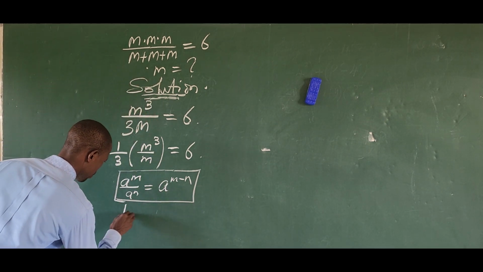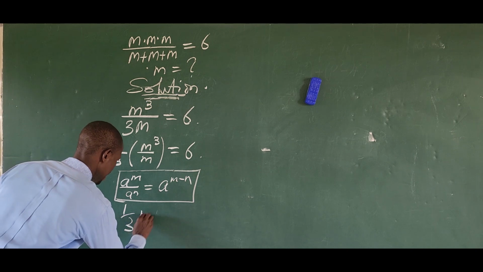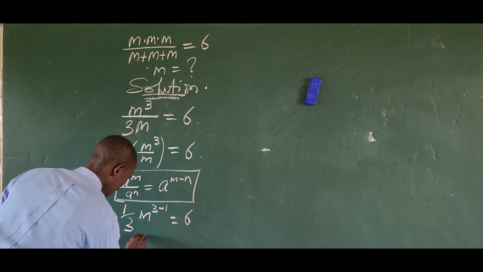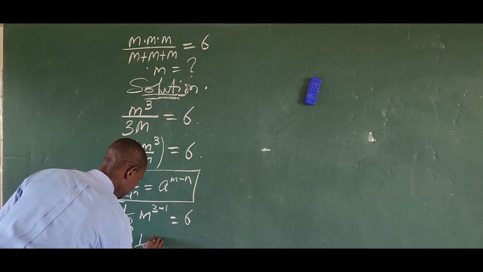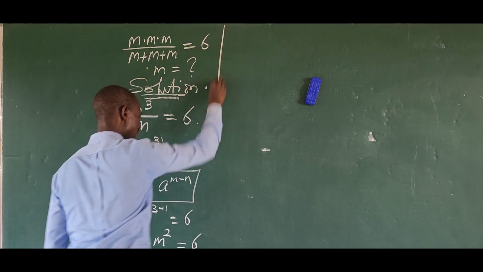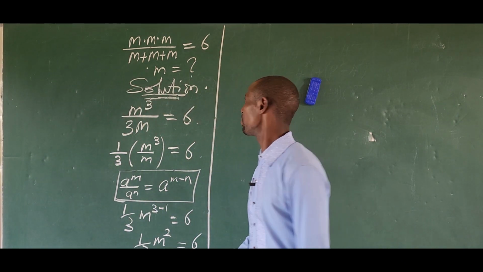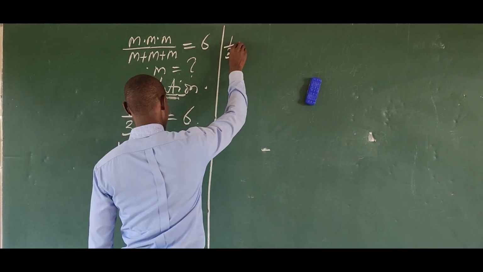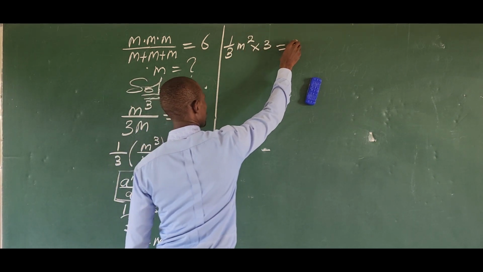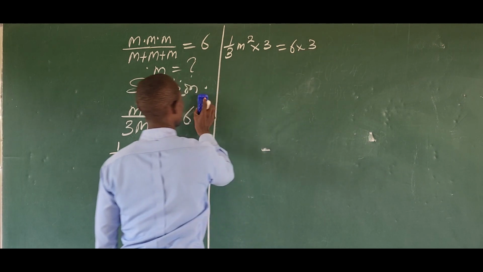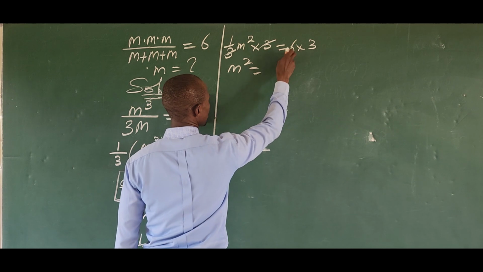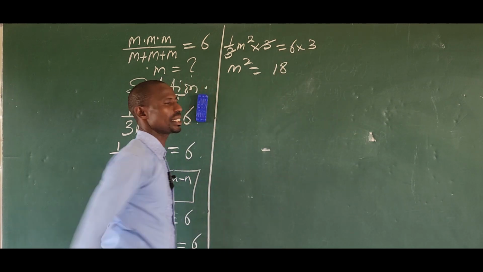This is going to give us 1 all over 3, M raised to the power of 3 minus 1, equals 6. So we have 1 all over 3, then M to the power of 2, equal to 6. Multiply through by 3. It's going to give us 1 all over 3 times M raised to the power of 2 times 3, equal to 6 times 3. So we now have M to the power of 2 equals 6 times 3, which will give us 18.